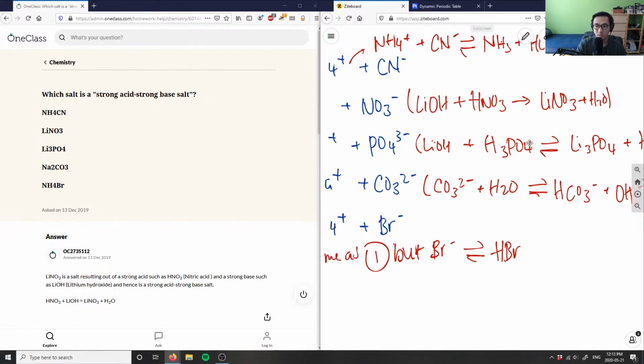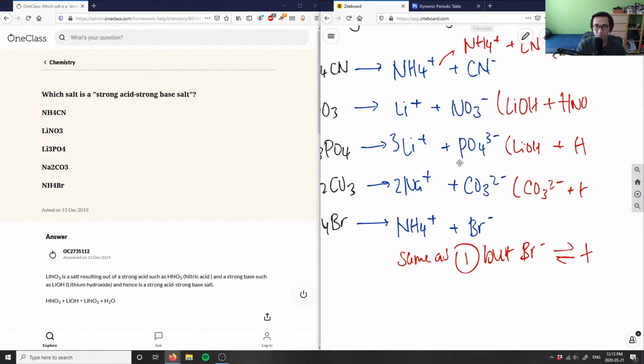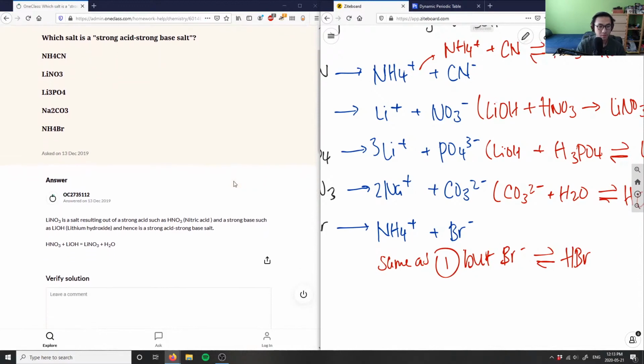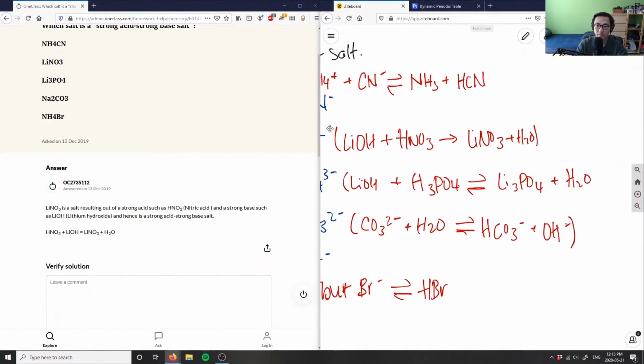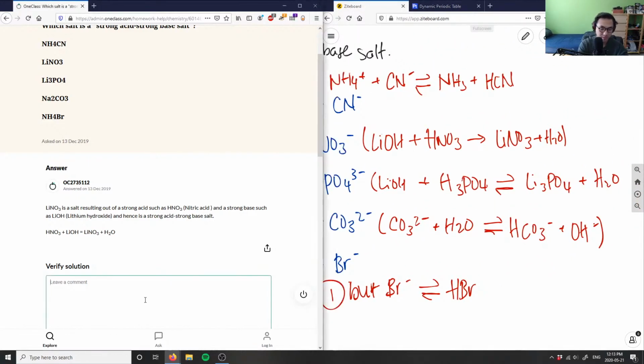And yeah, this is our answer here, lithium nitrate. So this is our solution. So lithium nitrate is a salt resulting out of a strong acid, nitric acid, and a strong base, which is lithium hydroxide. So that's a strong acid, strong base salt. So the solution is correct. And as you can see, they also wrote down the chemical formula for that one as well. So the solution is correct.